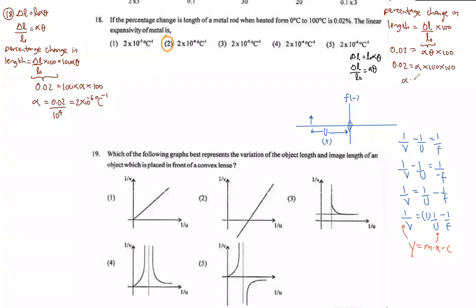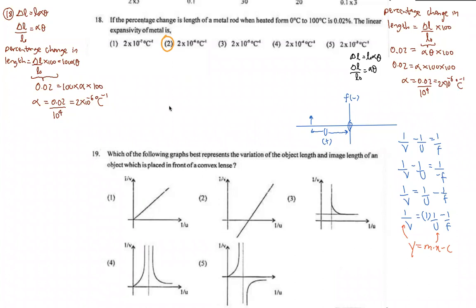Now alpha is equal to 0.02 over 10 to the power 4, and the answer is 2 into 10 to the power minus 6. I hope now it makes sense. You don't have to multiply both sides.